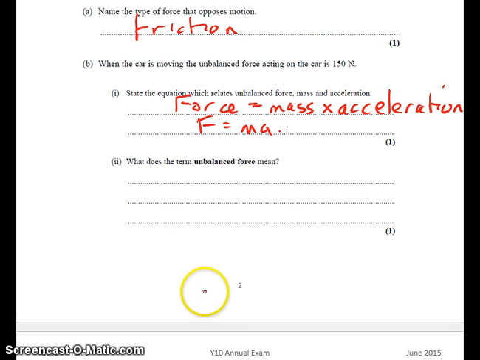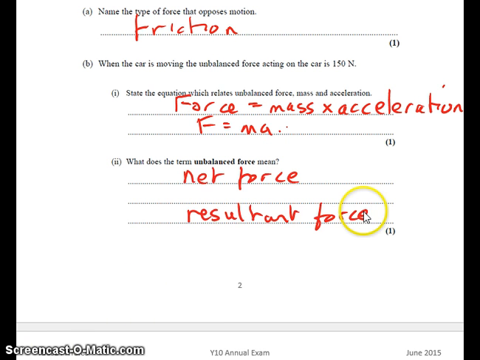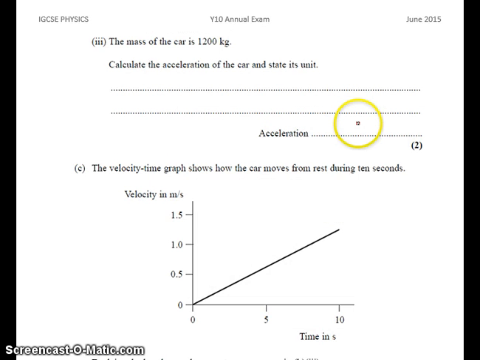The second part of part B was not answered so well. The words you wanted here were net force or resultant force. Here was a chance to use the equation force equals mass times acceleration. You need to use the force equals 150 newtons stated earlier in the question.